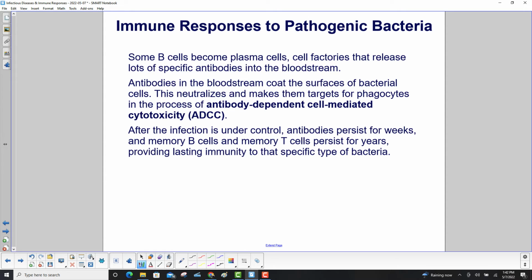Antibodies in the bloodstream coat the surfaces of bacterial cells. This neutralizes and makes them targets for phagocytes in the process of antibody-dependent cell-mediated cytotoxicity, or ADCC. After the infection is under control, the antibodies persist for weeks, and memory B cells and memory T cells persist for years, providing lasting immunity to that specific type of bacteria.